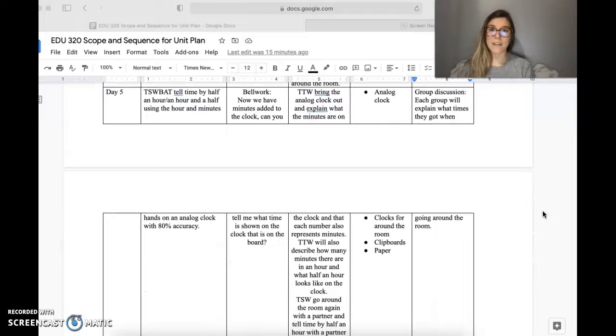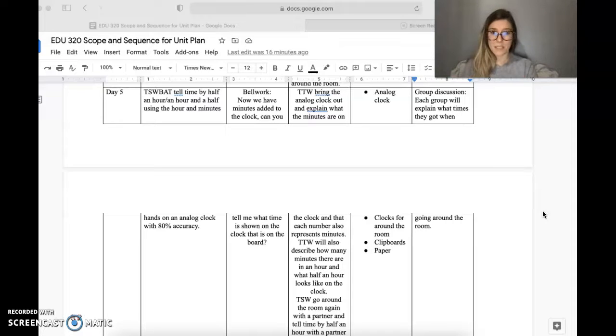Day 5, they will tell time by half an hour, so like from 1 to 1:30, that's half an hour, and from 1:30 to 2, that's another half an hour that has passed. They will have a bell work activity. The teacher will bring out the analog clock again, that repetitiveness, that way they know this is an analog clock. That way they can tell the difference between an analog and a digital clock.